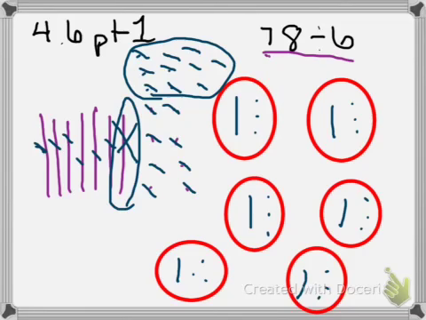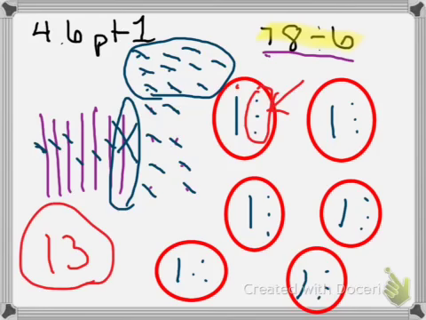To figure out what the answer is to my math problem, 78 divided by 6, I look at the circles and I decide how many is in each circle. Well, there's 1 rod, which stands for 10, so I know there's going to be a 10, and then there's 3 ones. So 78 divided by 6 is 13.